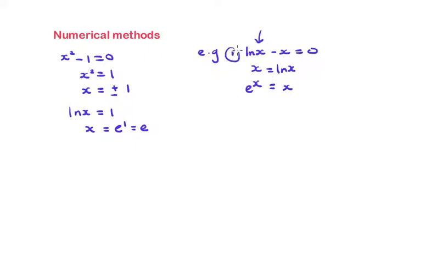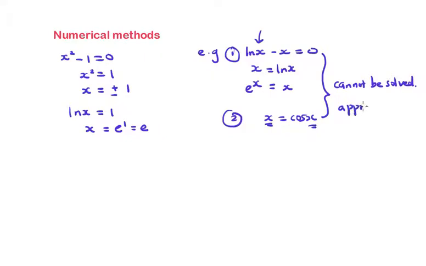One more example. Let's say x equals cos x. How to solve this equation? Can we factorize the x and cos x? It cannot be factorized. So this equation cannot be solved. But somehow we can obtain an approximation. We can obtain an approximate answer for this x.